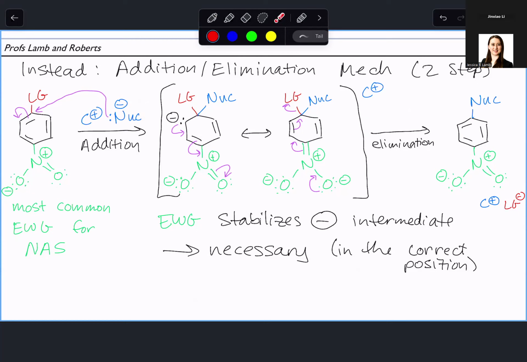Yes. Why can't this happen in one step? Because the orbitals don't line up to be able to allow the leaving group to leave at the same time that the nucleophile attacks. It's a little bit beyond the scope of this class, but it's because of the hybridization of that carbon. Because of the way that bonds are made, the alignments don't line up.